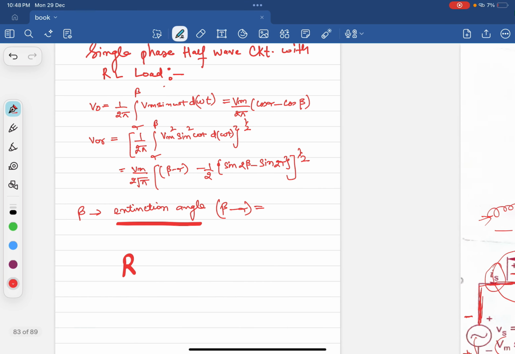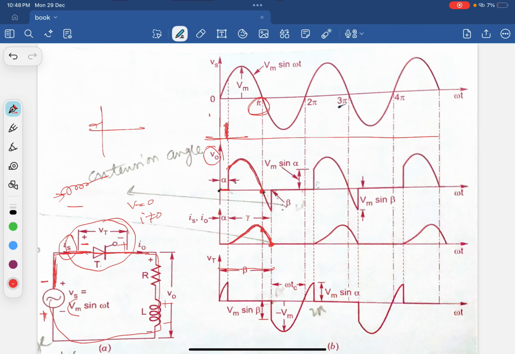Beta minus alpha. So what is alpha here? Alpha is the delay time. So when we subtract it, we get the value of how long the thyristor conducts. When we subtract alpha from beta, we get a value gamma, the conduction angle, that is the period of time during which the thyristor is conducting. So during the negative half cycle, when the thyristor turns off, you can see this is 0. Also you can see the voltage is still 0.